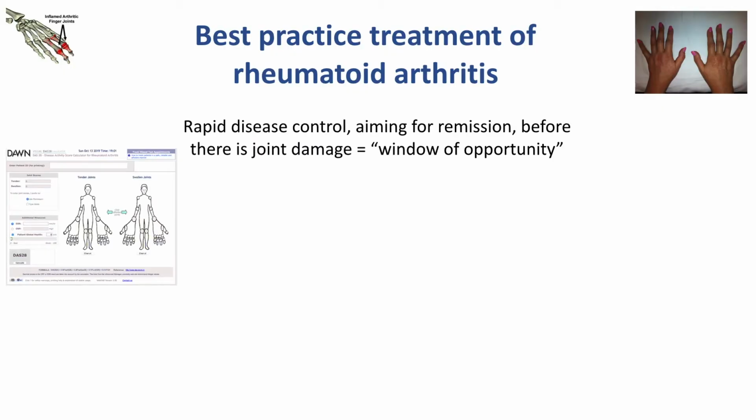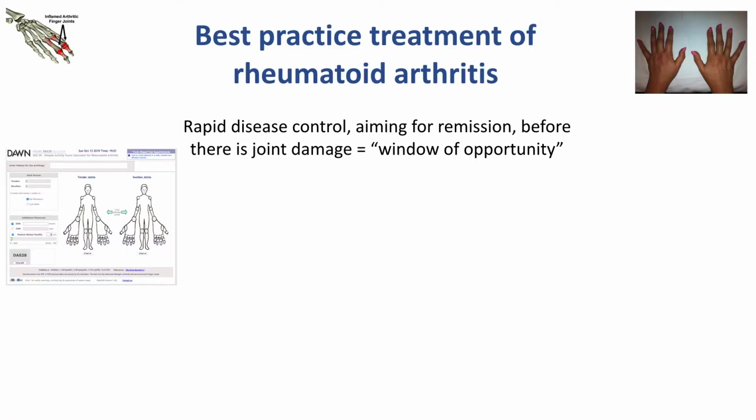But we have learnt much more about how to use the medications, the drugs that we call disease-modifying anti-rheumatic drugs, or DMARDs, much more effectively to control the rheumatoid arthritis before the joint damage occurs. We are aiming now for remission. That is, the disease is as good as gone, but they are on medication, so it's not really a cure. And we can measure this using a number of tools.